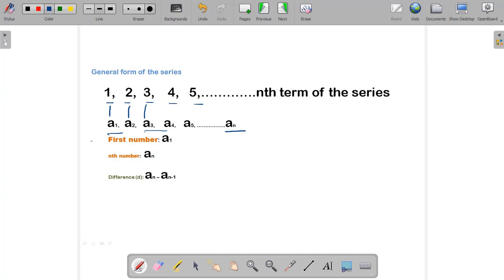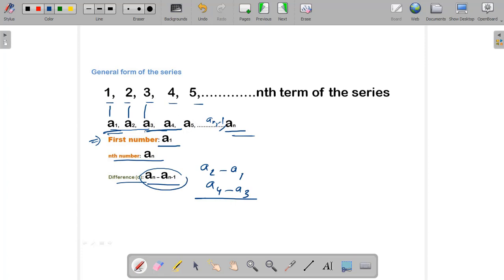So we can say in general, the first number is a1, the nth term is an, and the difference between two consecutive numbers, that is a2 and a1, is a2 minus a1. Okay. And for the consecutive numbers a3 and a4, the difference is a4 minus a3. So the difference between consecutive terms an and an minus 1 is an minus an minus 1. This is important actually. Okay.